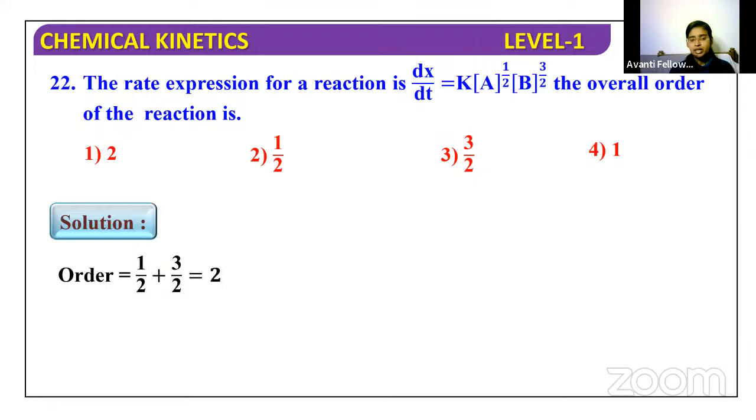1 by 2 plus 3 by 2. So 1 plus 3, denominators are the same. Just add the numerators, 4 by 2. 4 by 2 is nothing but 2. So option 1 is the correct answer. The overall order of this reaction is 2. Okay.